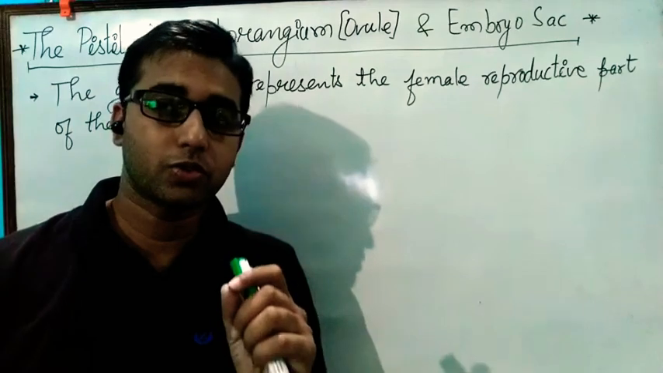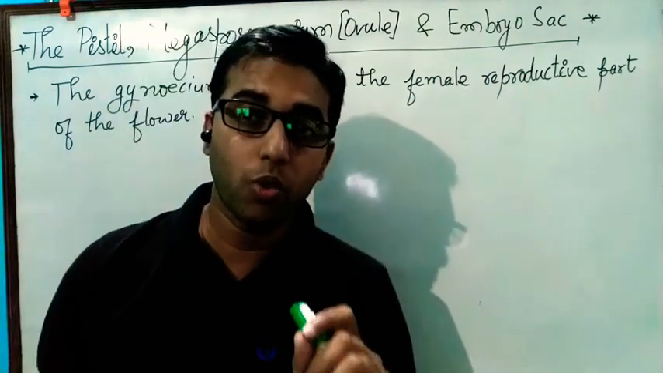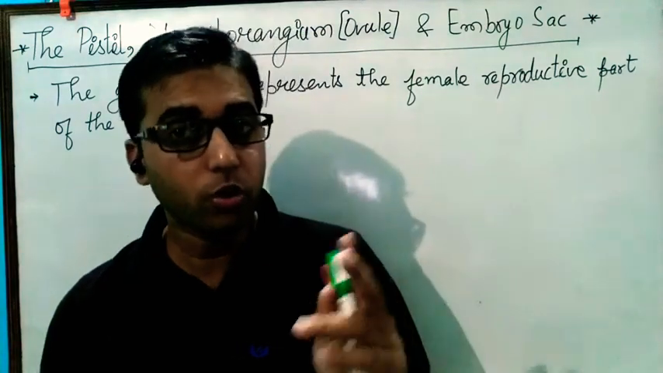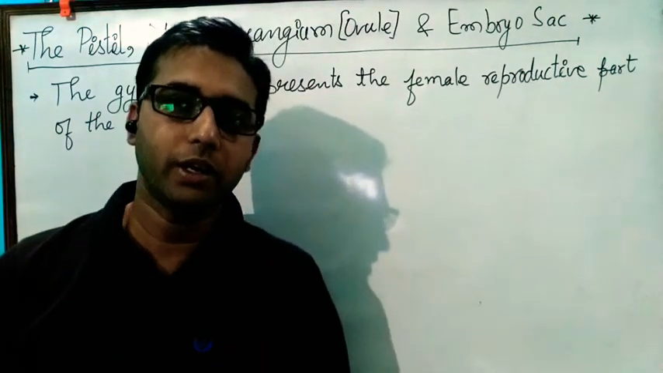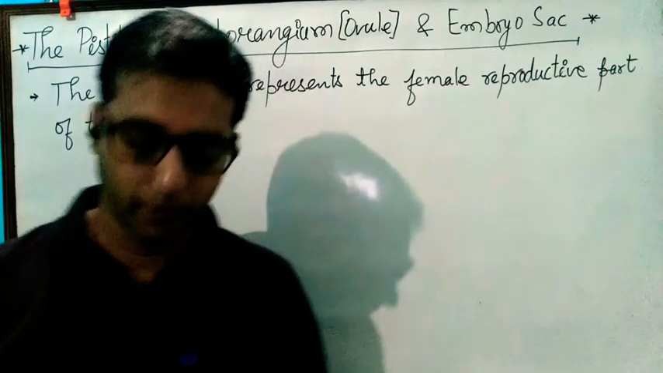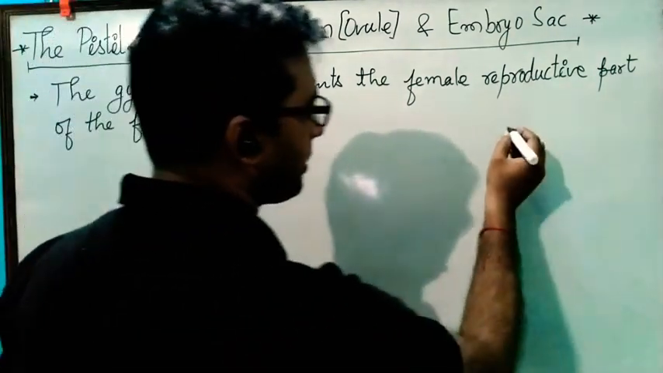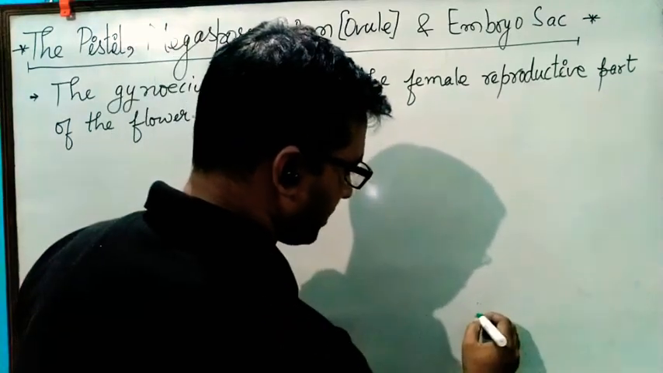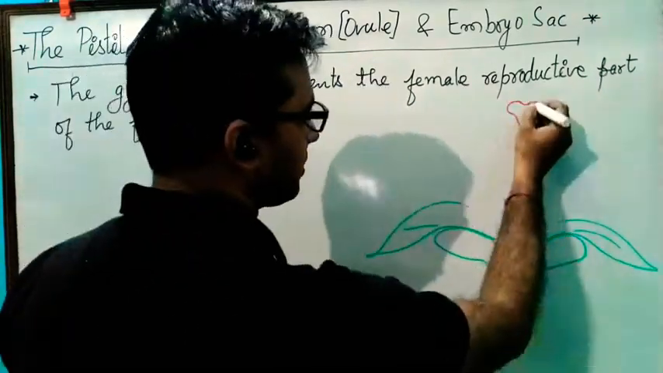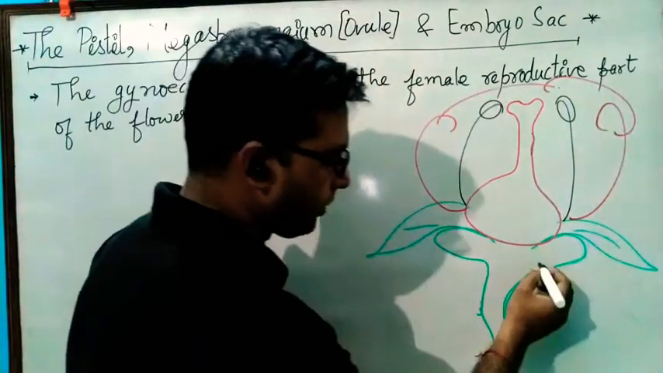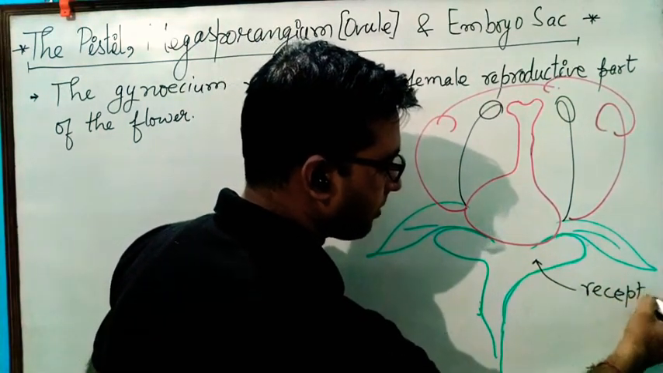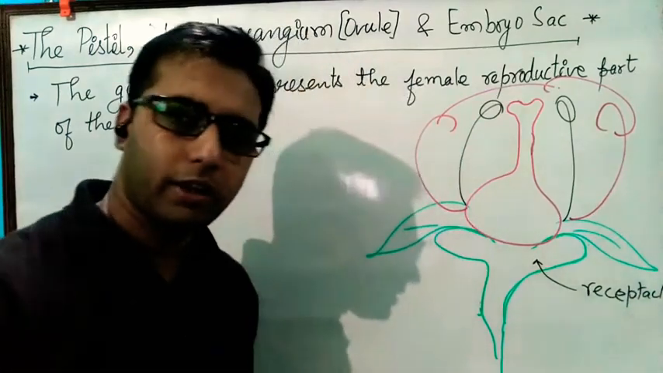Gynoecium may consist of one pistil, monocarpellary, and if it is made up of more than one pistil, it is a multicarpellary structure. Now have a look at a particular flower structure with the receptacle.